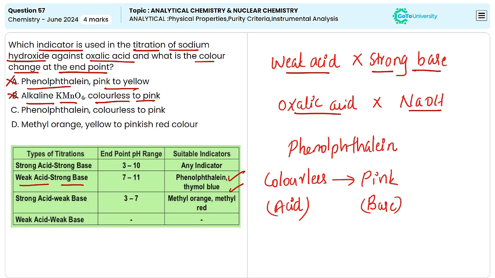In option C, it says that phenolphthalein is the indicator and the color change is from colorless to pink. This is the correct answer as we discussed now. And the last option is also wrong because methyl orange cannot be used for the titration between a weak acid and strong base. So the correct answer is option C.